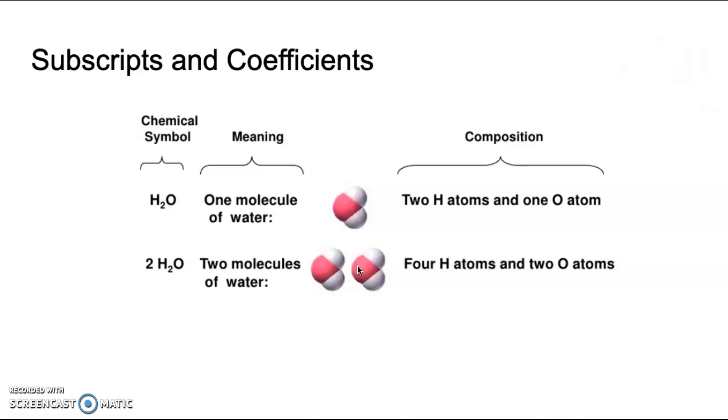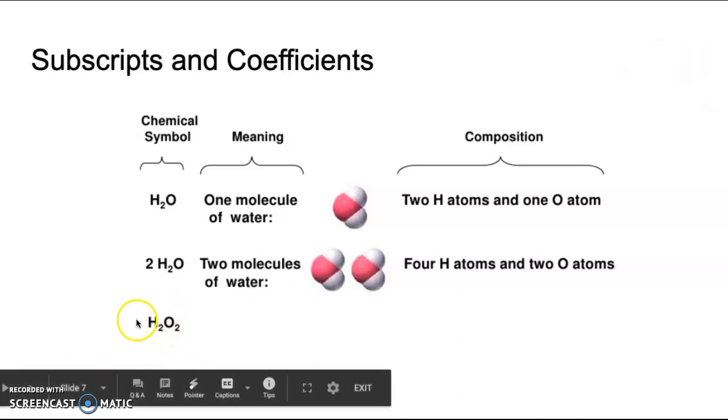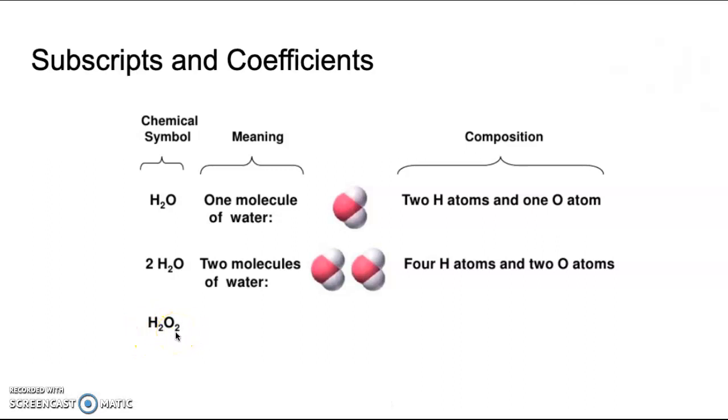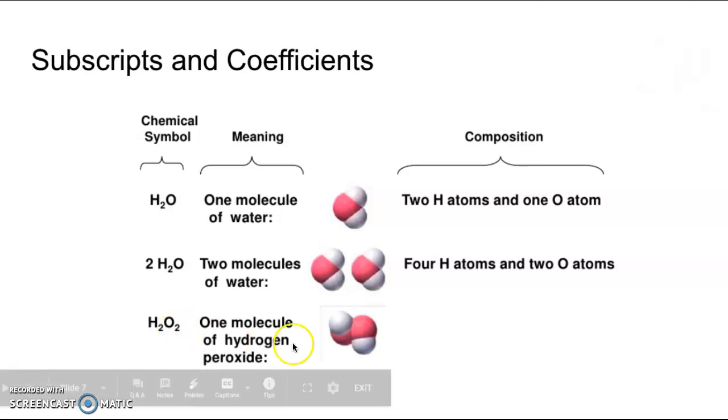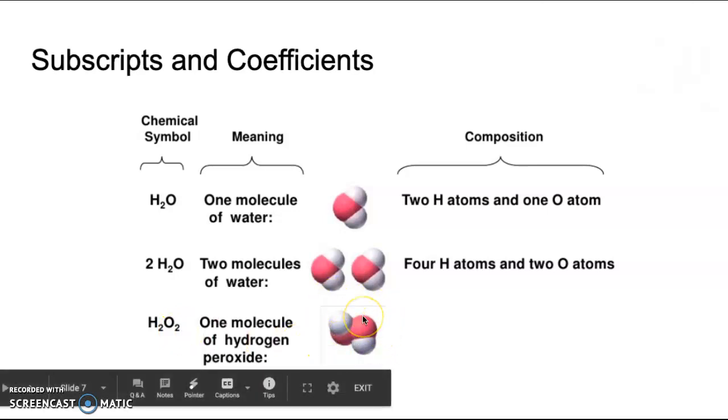If I change the subscript instead, now I've got a totally new substance. So H2O2 is not water. So I've changed the subscript here and I've made a totally new substance. So what this would mean is 1 molecule of hydrogen peroxide. So by changing the subscript, you've changed the identity of the substance. So 1 molecule of hydrogen peroxide now has 2 hydrogen atoms and 2 oxygen atoms. It's totally different. Unlike water, you wouldn't want to drink it.